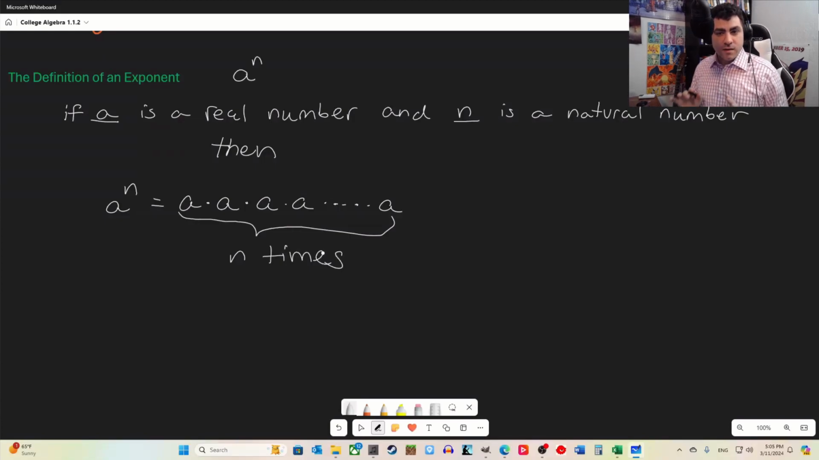That is our definition of an exponent. All this says, however many times, whatever the number of n is, that's how many times we multiply a to itself. So a to the nth power equals a times a times a times a, as many as n times. And we already did a few examples, so I just wanted to express what exactly an exponent is. And it's super easy.